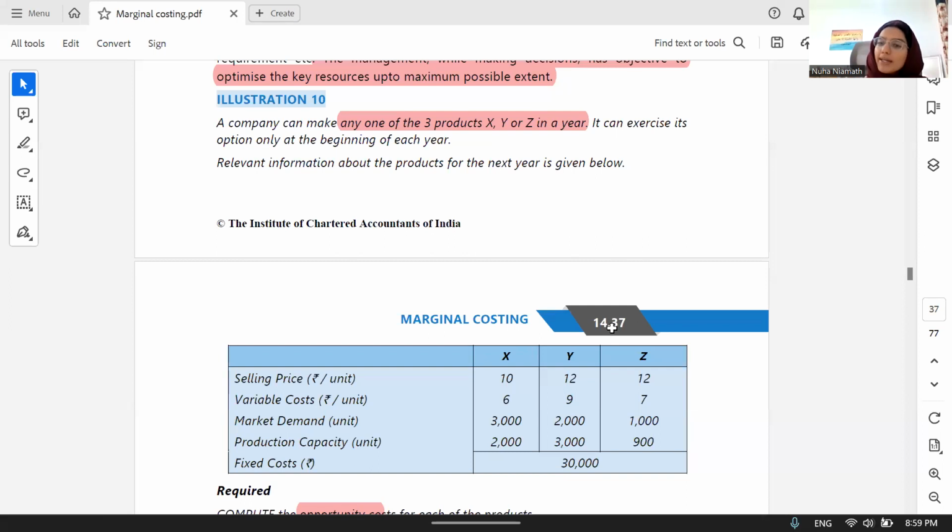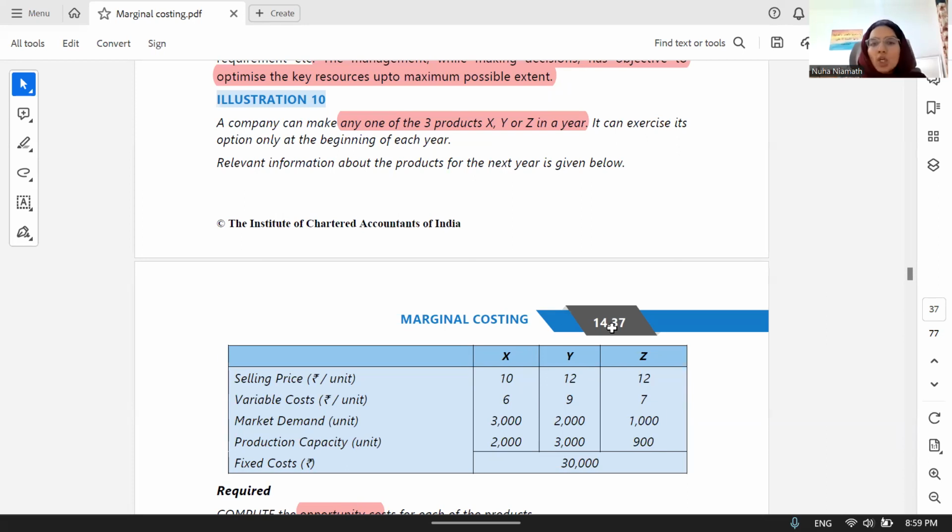So if my market demand is only 5 units, I will not produce as per my production capacity. I will produce as per market demand. If my market demand is 1000 units, but I can produce only 5 units, then I will produce only 5 units. I cannot produce 1000 units because I don't have the capacity. So you need to remember, you will produce whichever is lower, either as per the market demand or as per your capacity, the lower one.